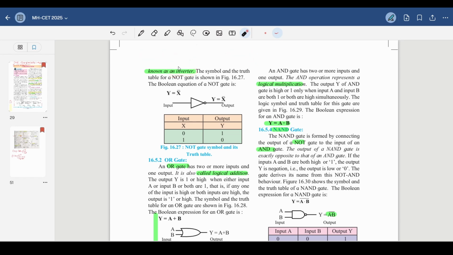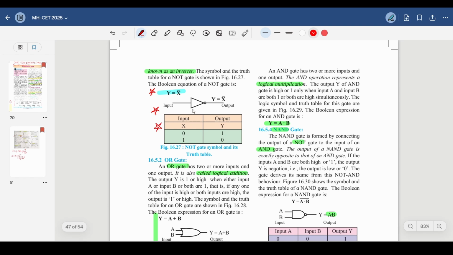सो इसमें याद क्या रखना है? नॉट गेट इज कॉल्ड एज एन इन्वर्टर. इसमें दूसरी चीज क्या याद रखनी है? ये है इसका बुलियन एक्सप्रेशन और ये है इसका सिंबल. So you have to remember the symbol, you have to remember the Boolean expression, you have to remember the truth table for each and every gate.